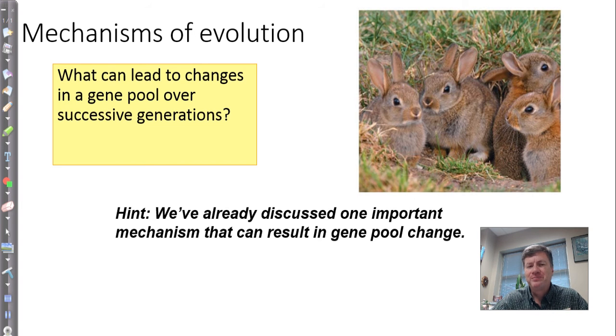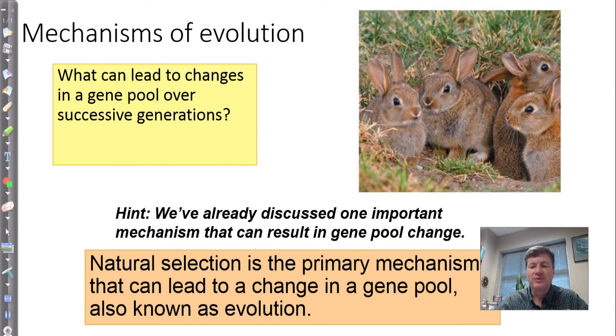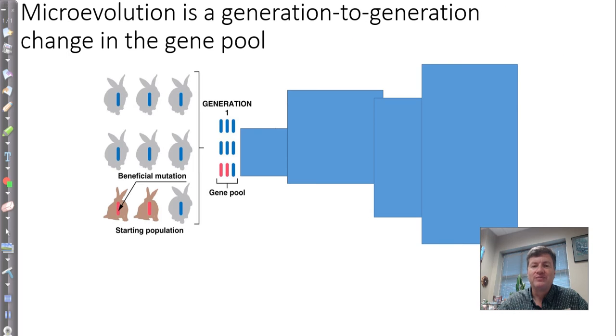So over time, what can lead to changes? And we've actually discussed this, of course, as natural selection. Natural selection is probably the most powerful evolutionary force that can lead to changes in a gene pool and therefore result in evolution.